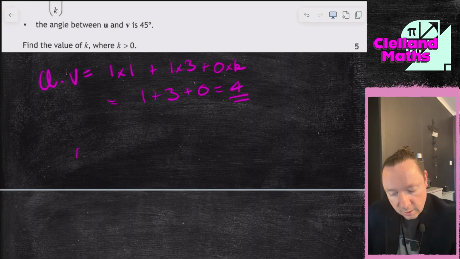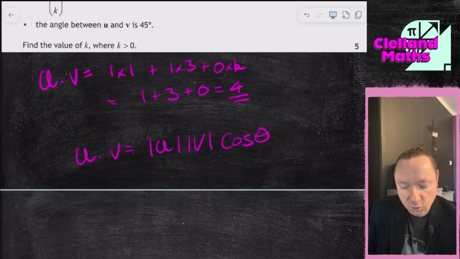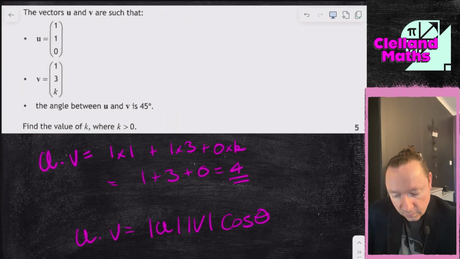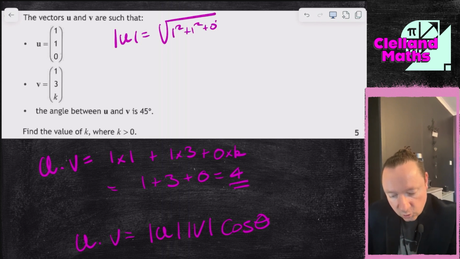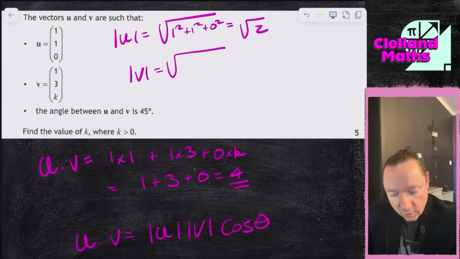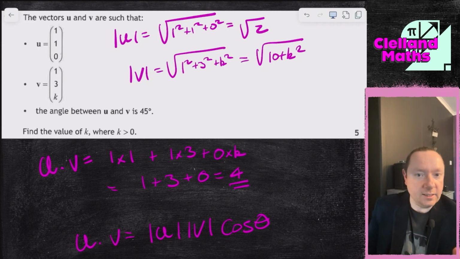But the other formula is u dot v equals the size of u times the size of v times the cos of theta. Well, I know the size of u, size of v, and cos of theta, and I know u dot v is 4, so it's pretty simple now. I don't know the size of u and v, but I can work it out actually. So the size of u is the square root of 1 squared plus 1 squared plus 0 squared. That's root 2. And the size of v is the square root of 1 squared plus 3 squared plus k squared. I can't do much with that, so that's 3 3's is 9 and 1 is 10, 10 plus k squared. So I'll just keep it, it's fine, it's about algebra.